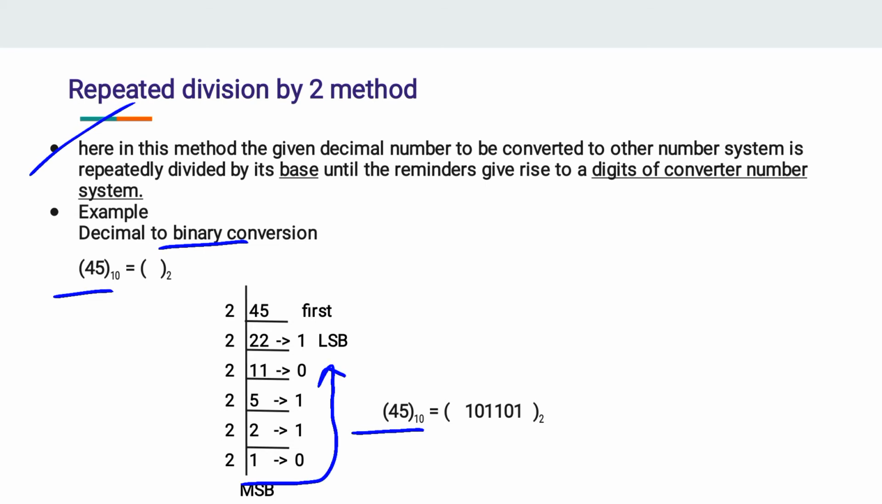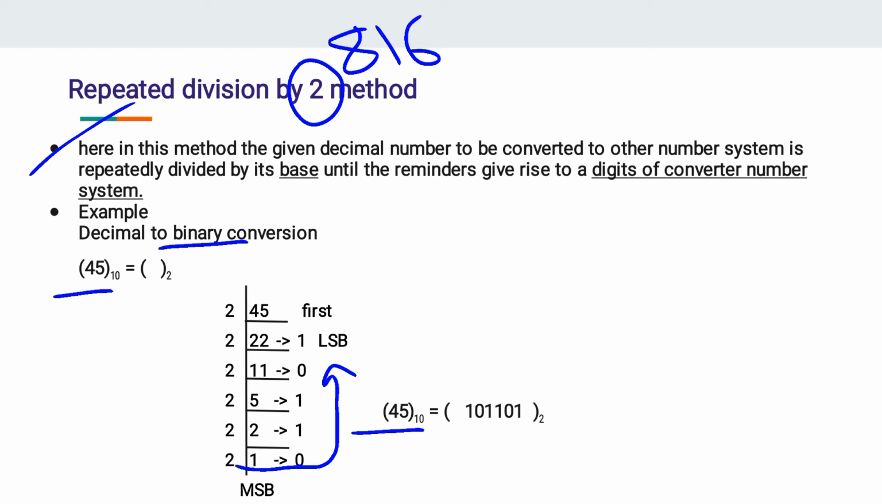The MSB is at the downside, so don't take from 0. You have to take from here. Clear? So it is 101101. So the decimal is converted to binary. This is called the repeated division by 2 method for decimal to binary conversion. Here the divisor is 2. You can go for repeated division by 8 for octal conversion, and repeated division by 16 for hexadecimal conversion.